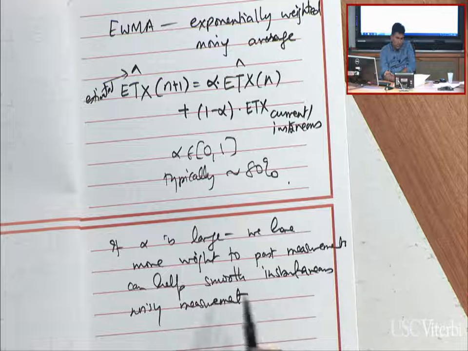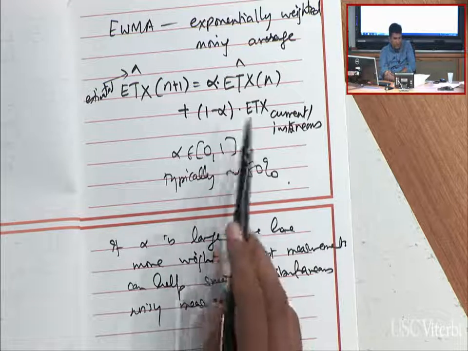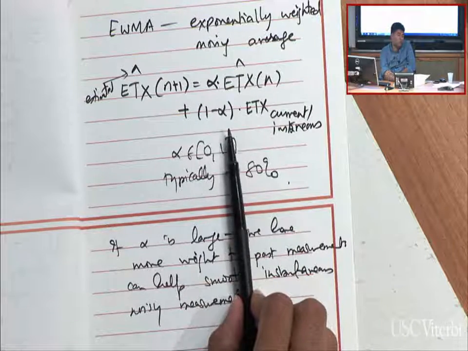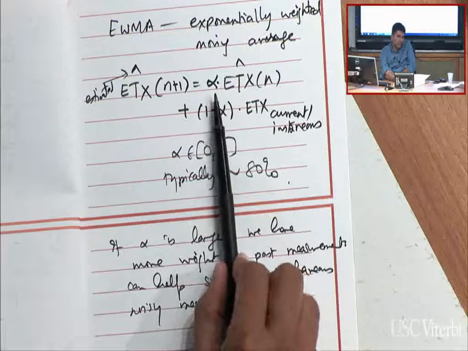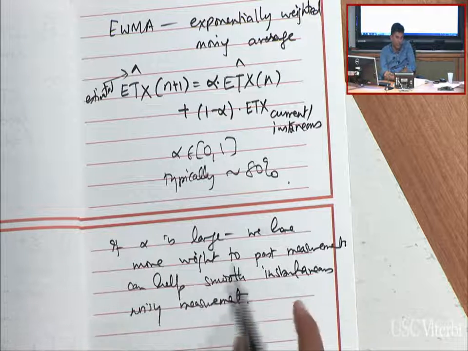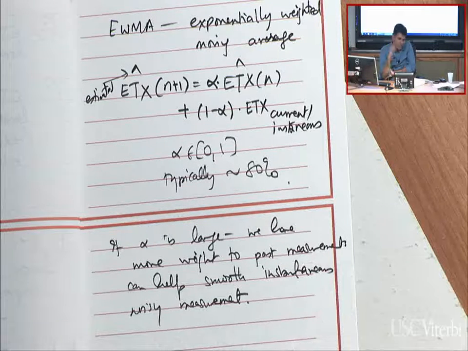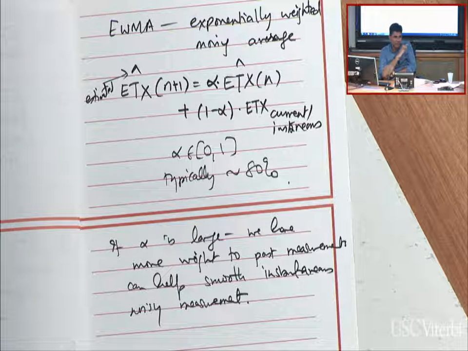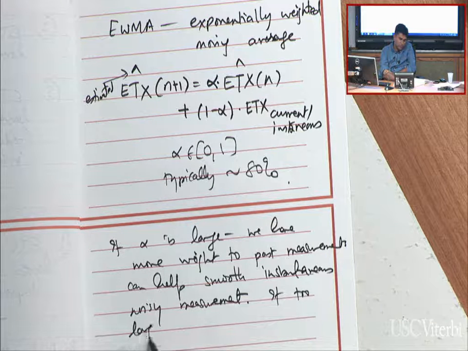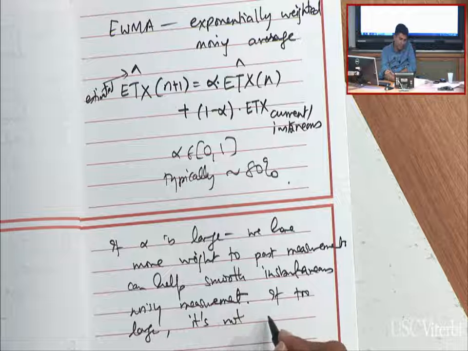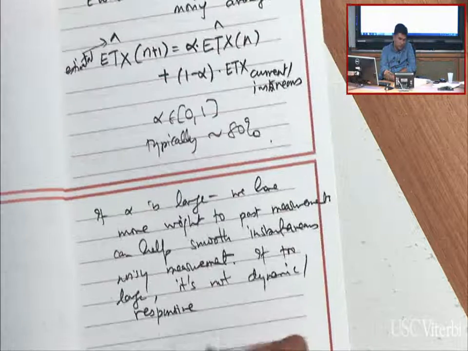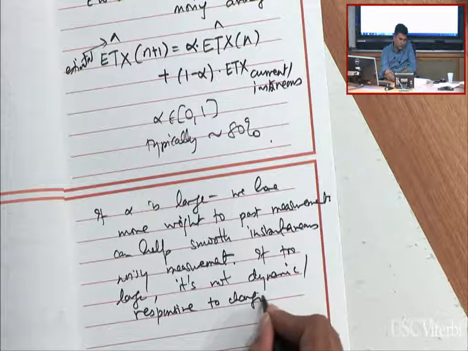Okay. So this property of the exponentially weighted moving average is exactly the same as a low-pass filter, a digital filter, in which if this number is sufficiently high, it's like you're giving a more smooth estimate. You're sort of filtering out the high frequency components. And so if your instantaneous measurements are very noisy, having a large value of alpha sort of helps you stabilize the estimate. On the other hand, if it's too large, it's not dynamic enough. It's not dynamic or responsive to changing conditions.